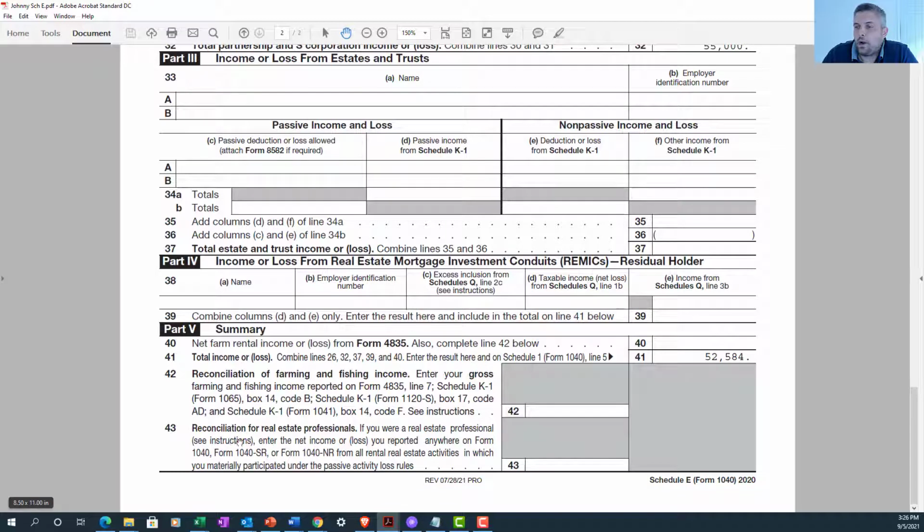The reconciliation for real estate professionals is where you would show your total income and loss for activities for which you qualify as a real estate professional. And that about sums it up for Schedule E.